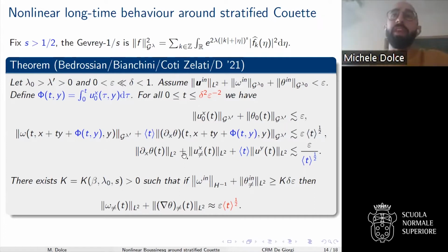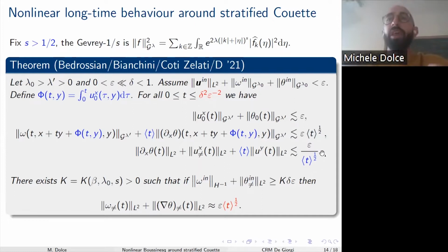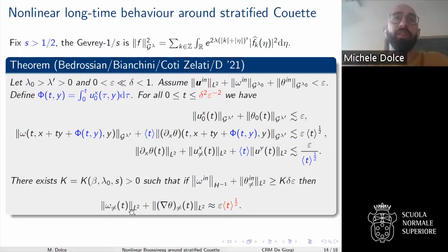The vorticity and x derivative of the density along the nonlinear profile, because it's determined by the solution itself, satisfy this estimate. And you do have the inviscid damping we observed at the linear level for the x derivative of the density and the velocity. What is important is that we are actually able to propagate also the growth of the vorticity and the gradient of the density upon assuming some non-degeneracy condition on the initial data.